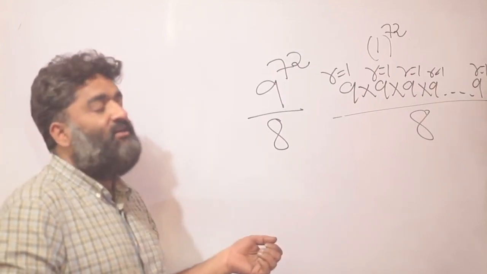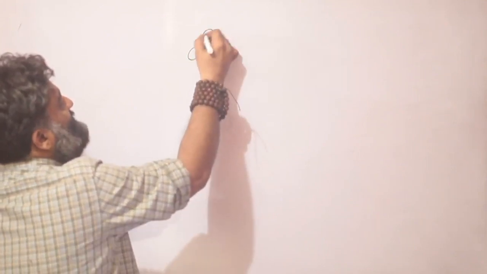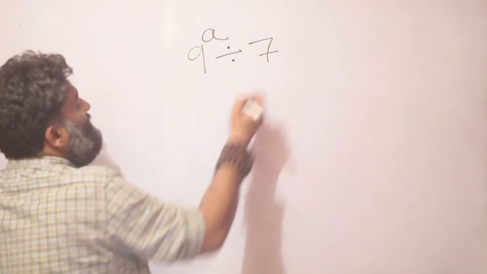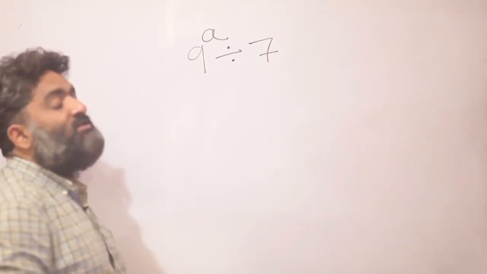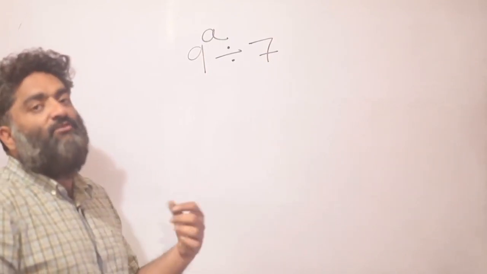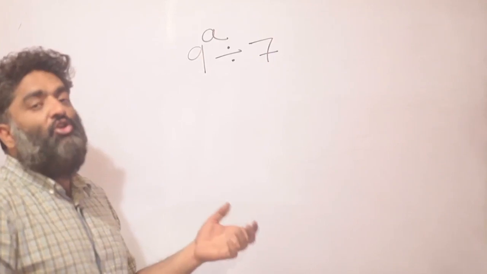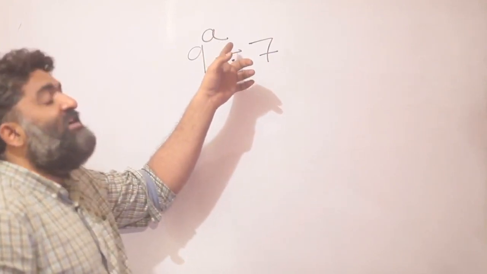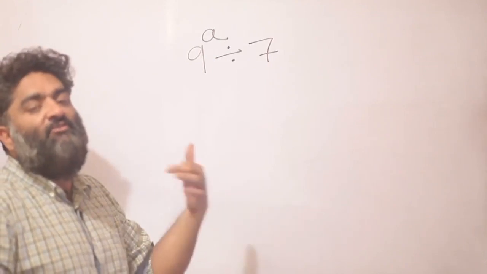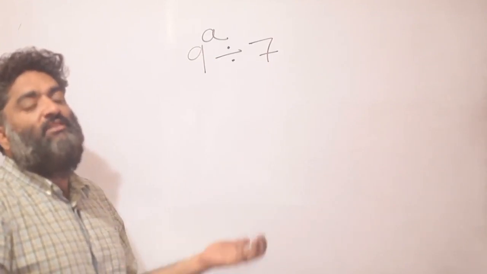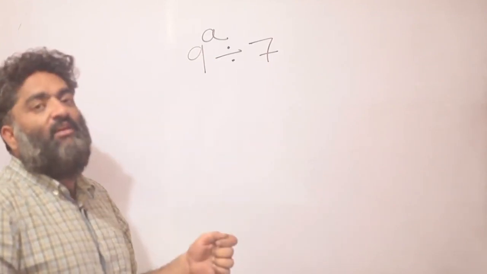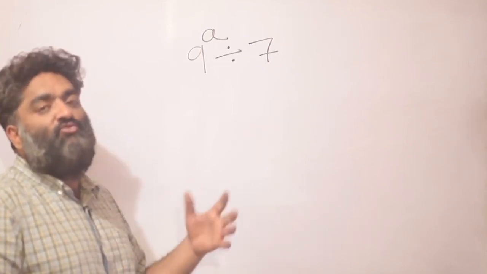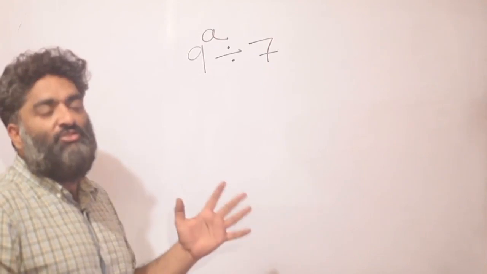So let's get started. This question was asked, 9 raised to a is divided by 7, and the question was what is the number of possible remainders, not what is the remainder, because obviously as a takes different values, maybe you will get different remainders. So it wasn't what is the remainder, but how many different remainders are possible. Is it 1, 2, 5, 10, infinite numbers, and so on and so forth.